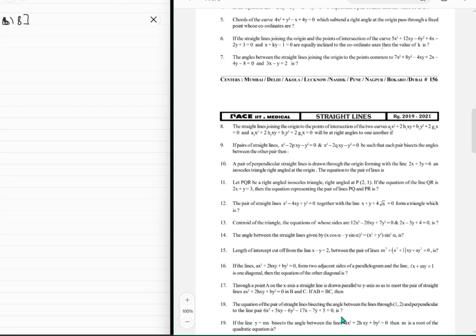Okay, so lines through (1, 2) and perpendicular to the line pair. Oh, okay. So through (1, 2), we will have a pair of straight lines, and both of those lines are just perpendicular to this line pair. Okay, I understand that. Both of them perpendicular? That cannot be. So it's like one of them perpendicular to one of these, and the other one perpendicular to the other one, like that.